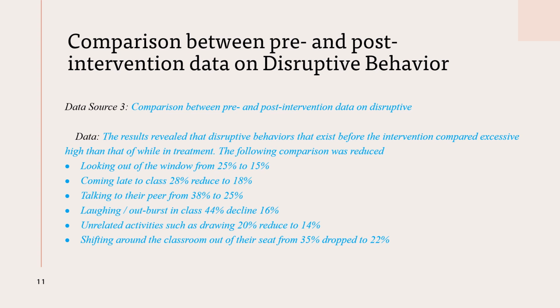Looking out of the window from 25% to 15%. Coming late to class, 28% reduced to 18%. Talking to their peers from 38% to 25%. Laughing or outbursts in the classroom, 44% declined to 16%. Unrelated activities such as drawing, 20% reduced to 14%. Shifting around the classroom out of their seat from 35% dropped to 22%.